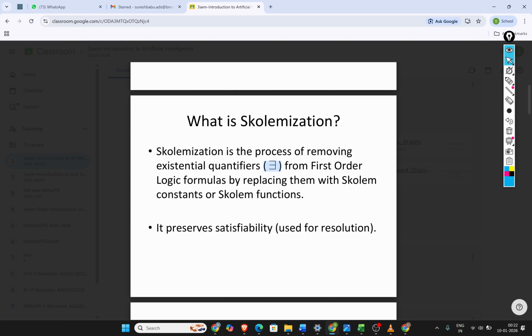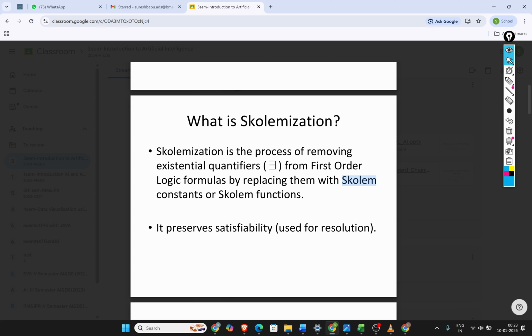Before coming to learn Skolemization, you must have knowledge about what a quantifier is, what the types of quantifiers are, and what quantification is. You have to get an idea of it. So the process is removing existential quantifiers from first order logic formulas by replacing them with Skolem constants or Skolem functions. This is the important thing.